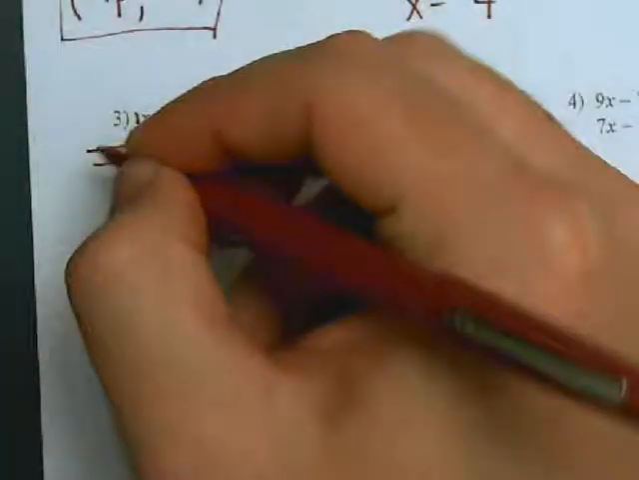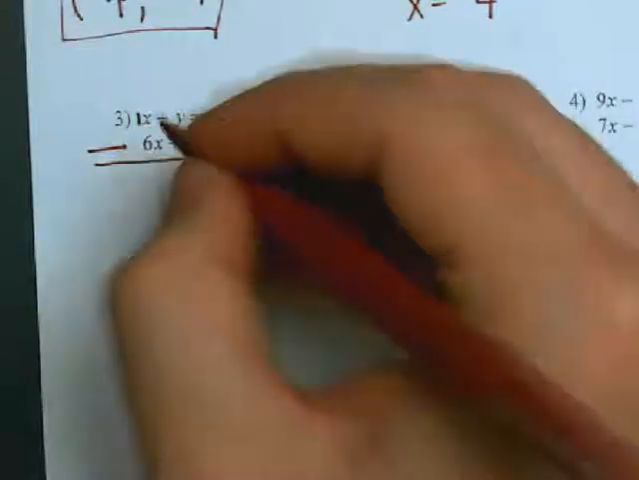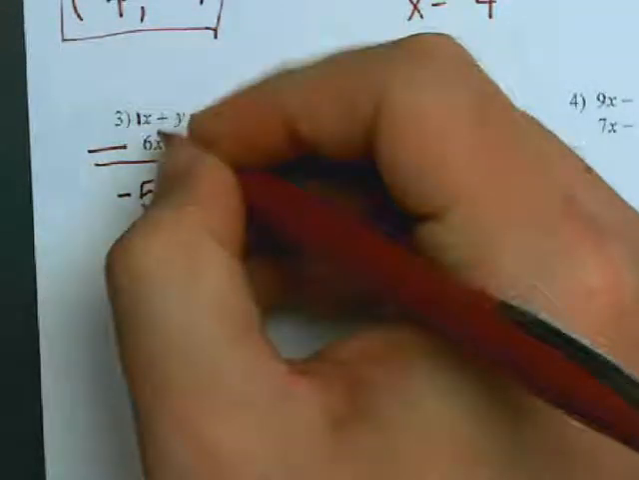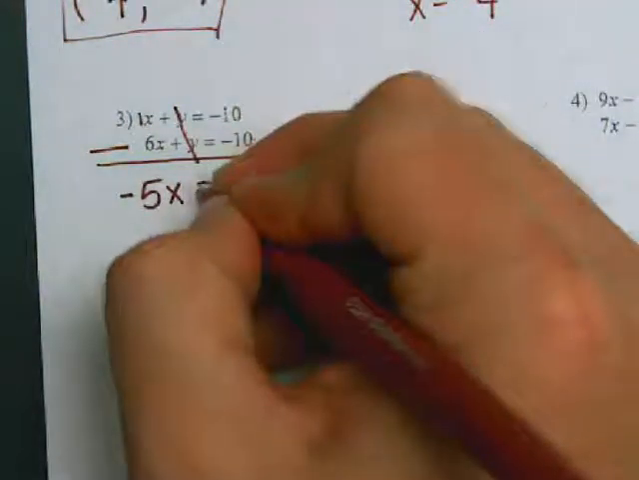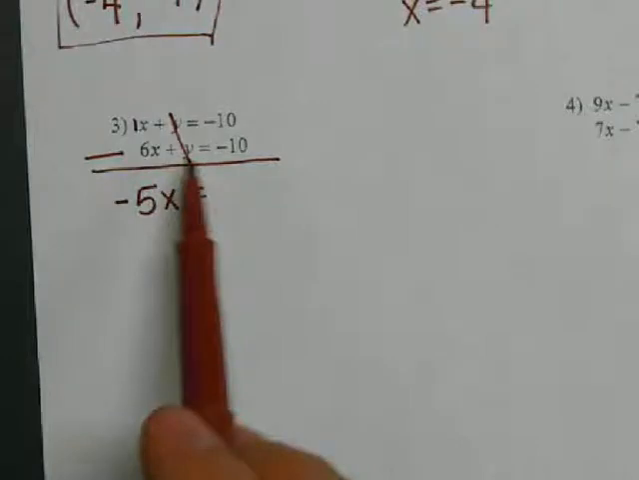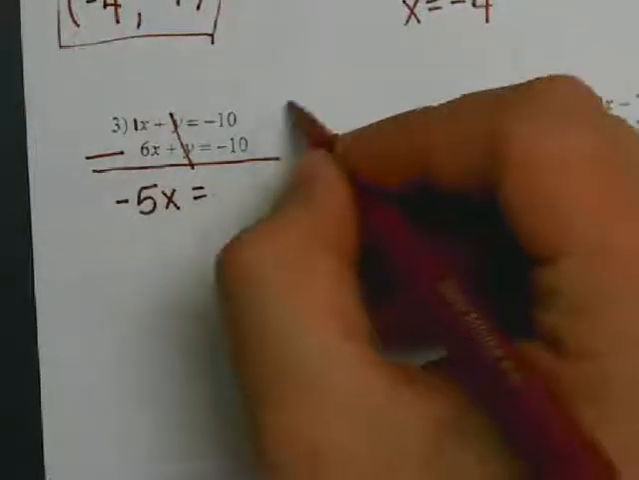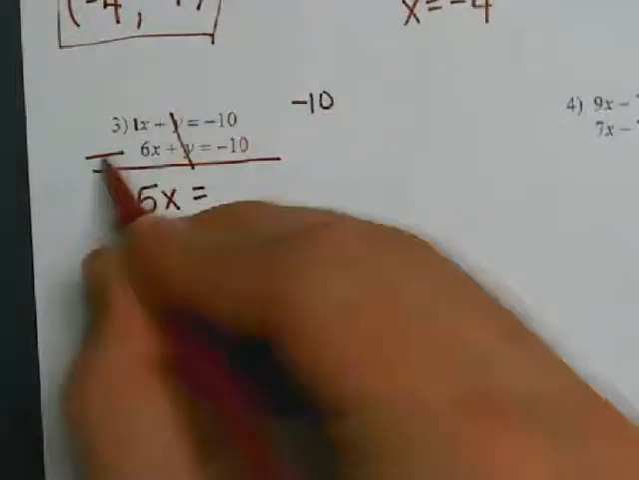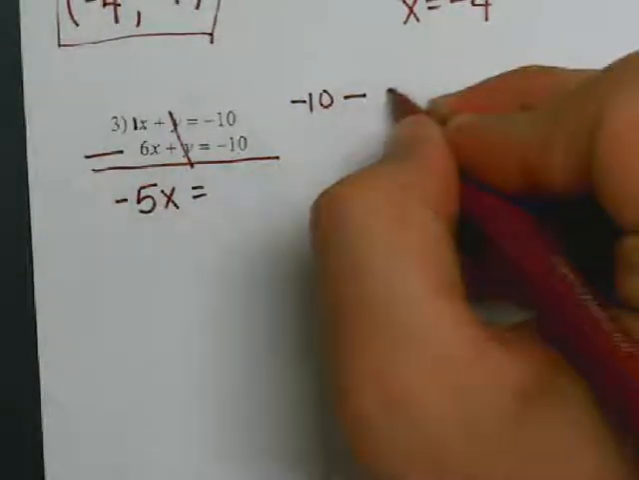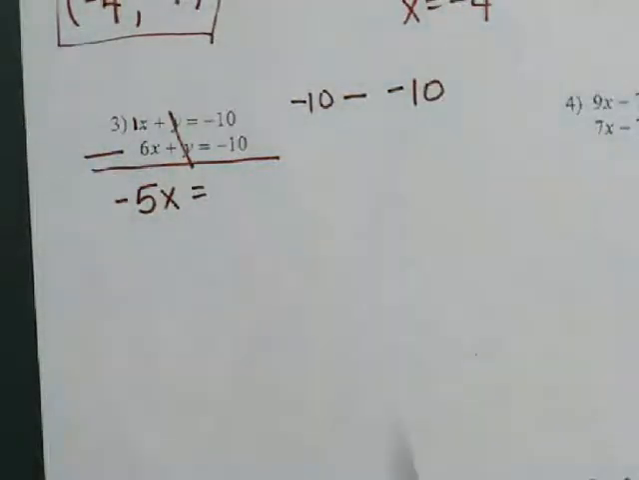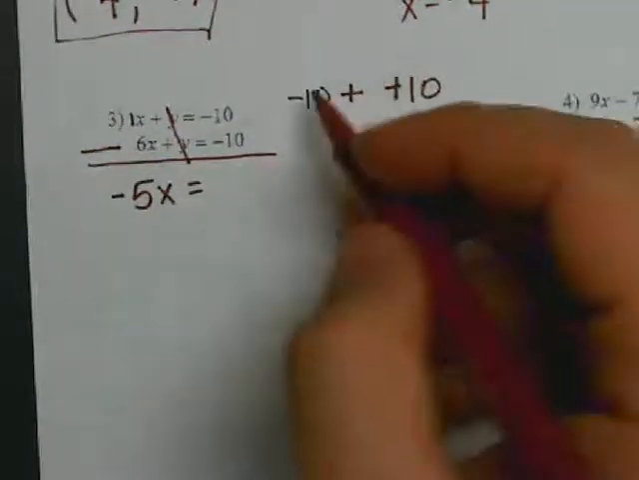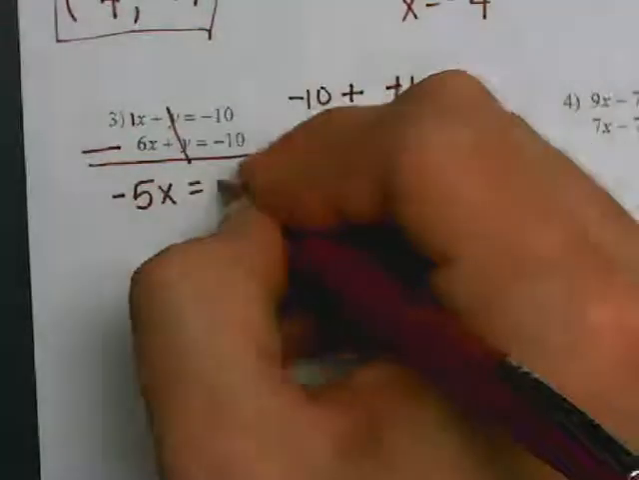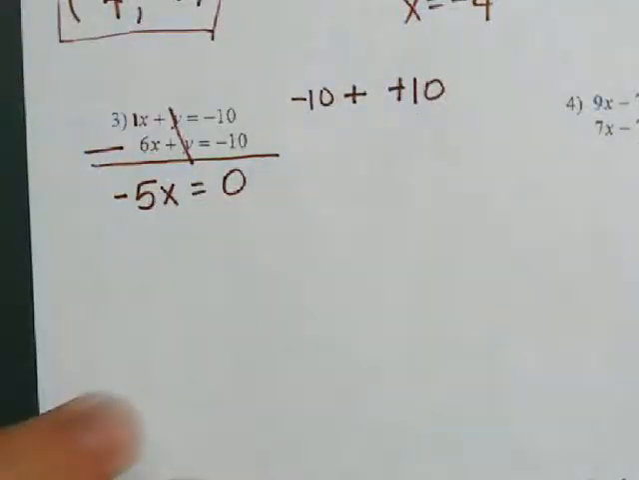So here we go. We have 1x minus 6x. Well, 1 minus 6 is negative 5x. The y's, y minus y, just cancels, and that equals, now this is probably what you'd want to write out, so just come over here to the side and say negative 10 minus negative 10. Those two minuses become positive, so plus plus. So what's negative 10 plus 10? That would be 0. Still, follow your steps. Divide.